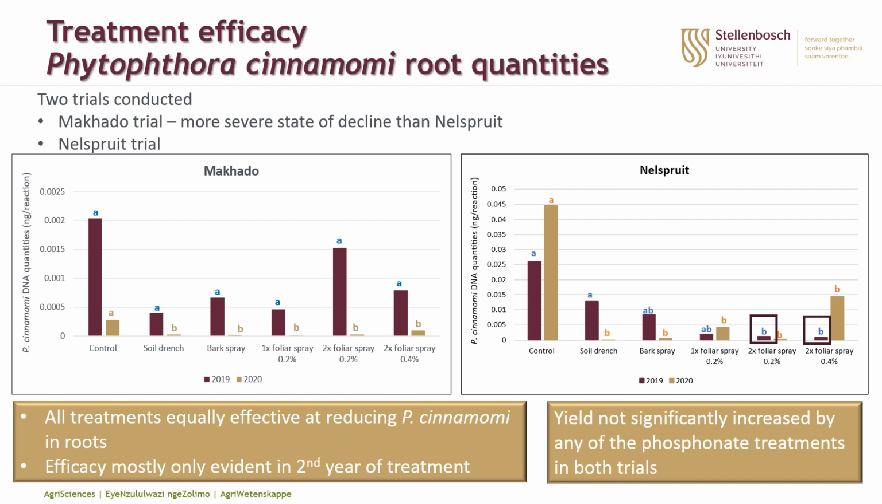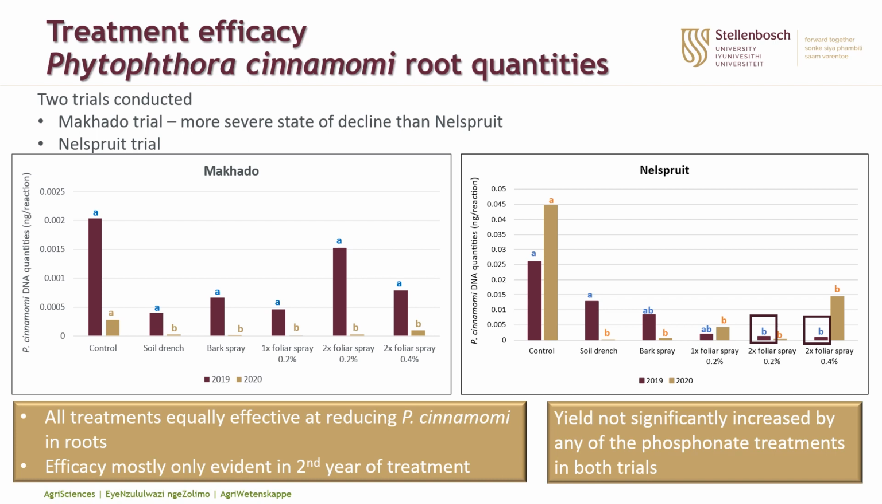The dark burgundy bars are the first year of quantifications, and you will note that in the Macadamia trial there was no significant reduction of Phytophthora in the roots by any of the phosphonate treatments, whereas in the Nelspruit trial in the first year, 2019, it was only the 2 higher dosage foliar sprays that significantly reduced the pathogen. However, in the second year, the pathogen was reduced in the roots significantly relative to the untreated control for all the treatments, with no significant difference among the treatments.